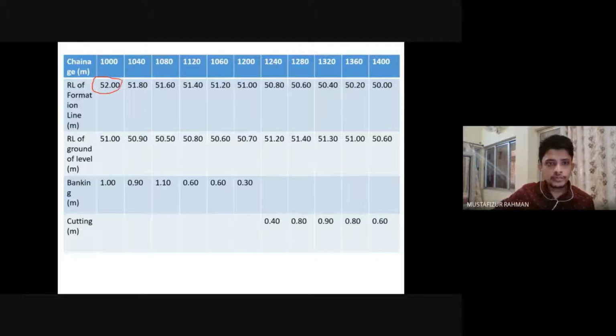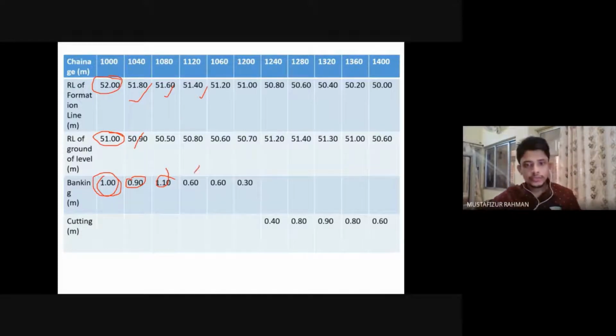The formation level is 52, the ground level is 51. The formation is higher, that means we have to fill up. We have to put some earth here, do some filling work. This is also higher, and by the difference, that much earth we have to put. This is also higher than 50.80, so we have to put some earth. Again, we see that 51.20 is higher than 50.60, so we have to give some soil here.